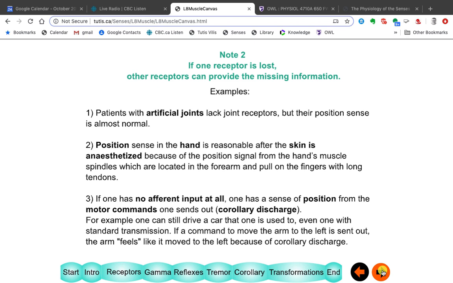Now, the reason for this is that the muscles for most of your fingers are located here in the arm area. So even though your hand goes numb, all that's actually pulling on your finger is a tendon that's connected to a muscle that's in the arm. So the arm isn't anesthetized, but the hand is. But the spindles are in the arm, and so they could still act quite normally.